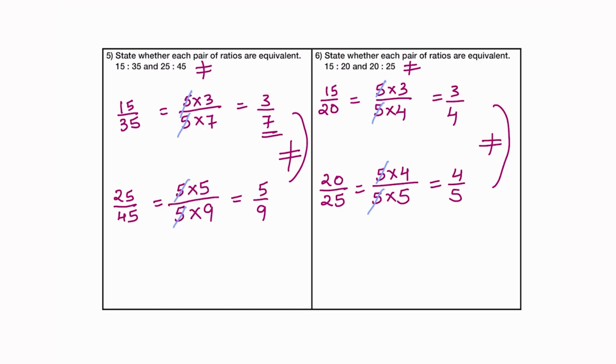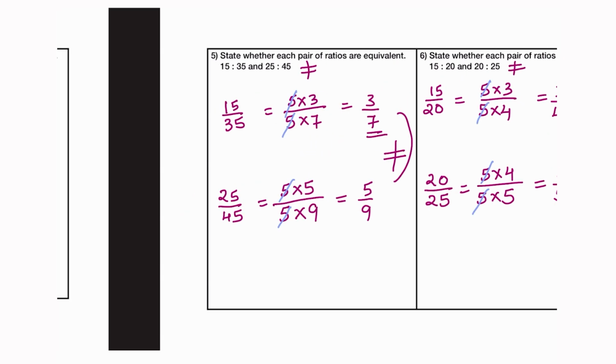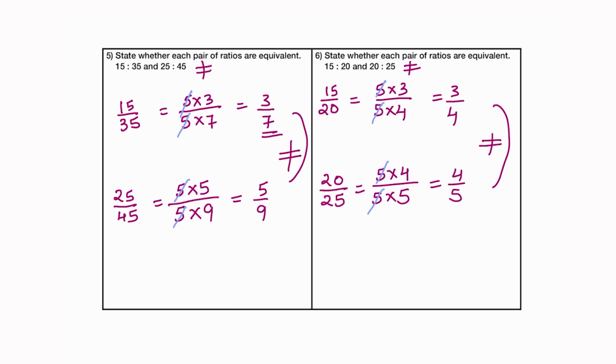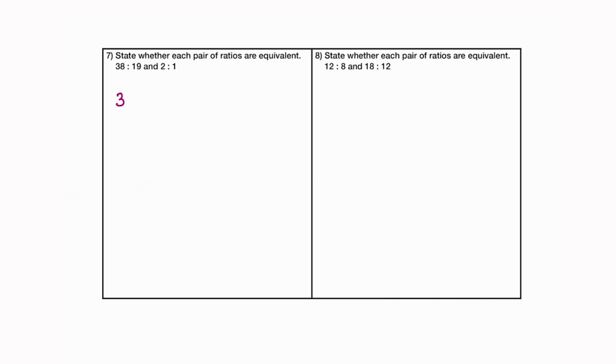Simple, right? So you have to do your calculations carefully. Now, in this question here, you could simplify the second ratio and get the format of the first one exactly. But in these two cases, we couldn't do that. So we had to simplify and compare them.